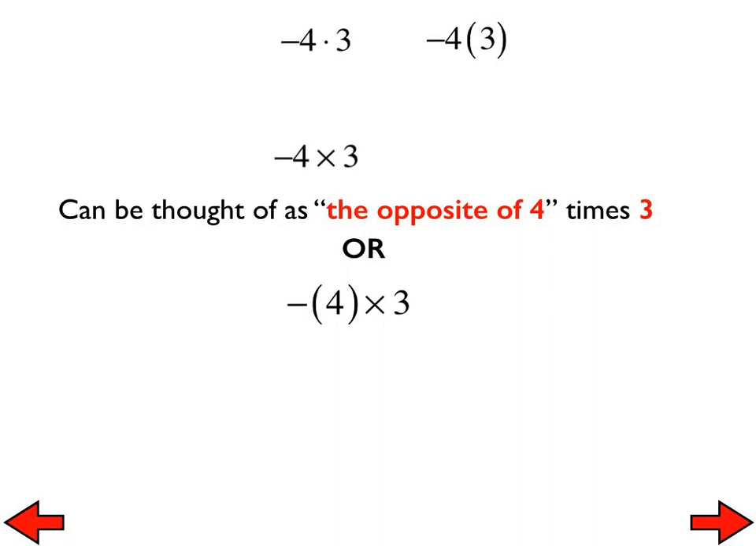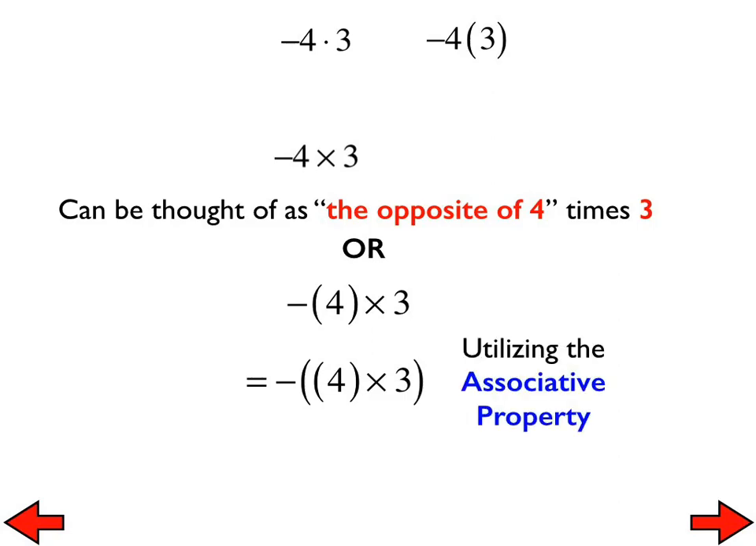Now, if I utilize that thinking, I can now regroup, in other words, use the associative property and multiply the 4 times 3 together first. By the way, what's 4 times 3? 12. And then what's the opposite of 12? Negative 12. So that's one way of proving that negative 4 times 3 is really negative 12. And that's the reason why using opposite multiplication.